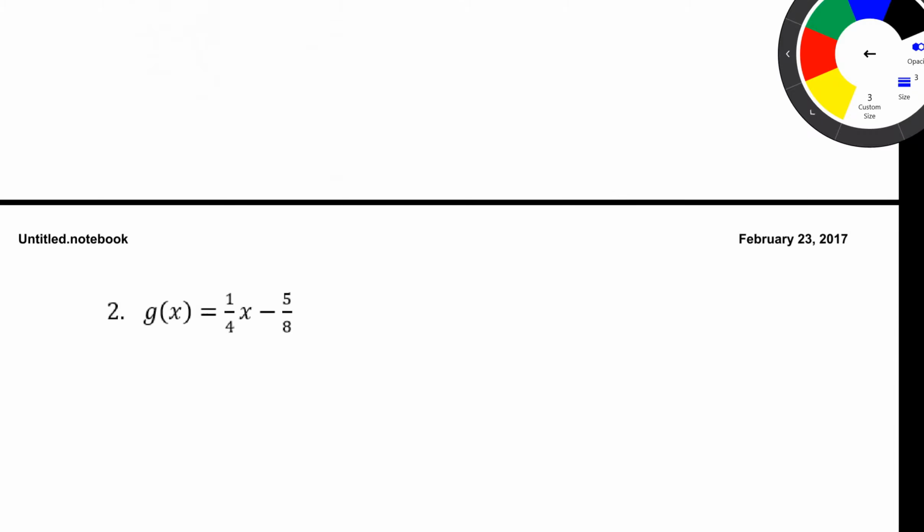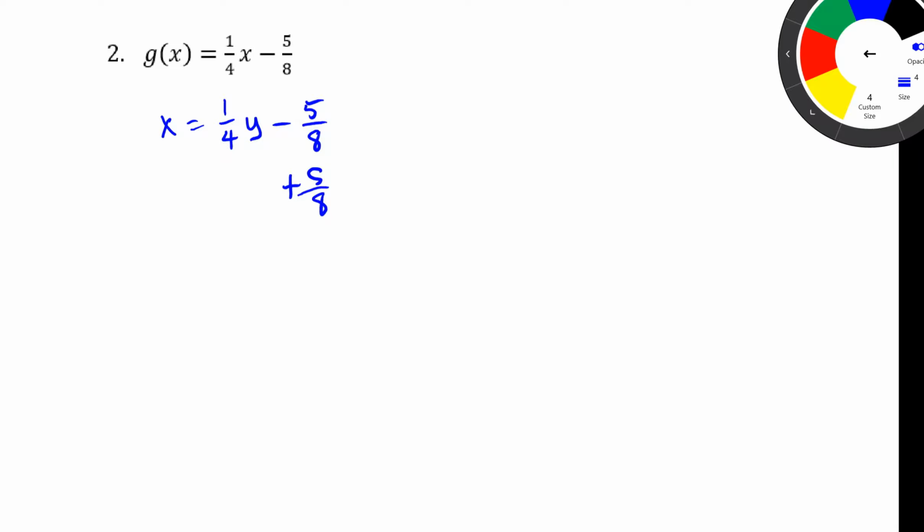Now, some people in my classes today asked about this 5/8 and asked about the reciprocal. It's added, so I'm sorry, it's subtracted, so I'm just going to add it over to the other side, just like if it was a regular whole number. That's going to give me x plus 5/8 equals 1/4 y.